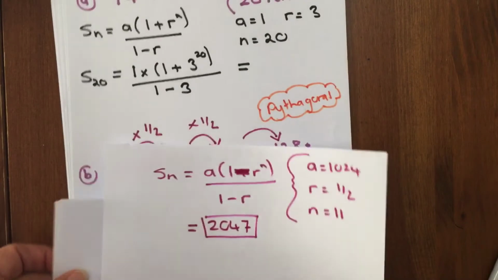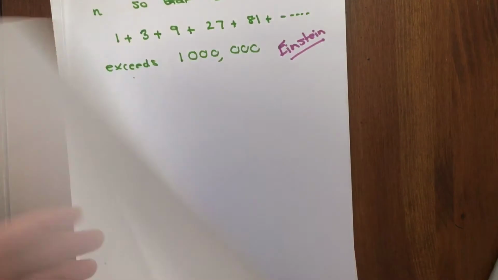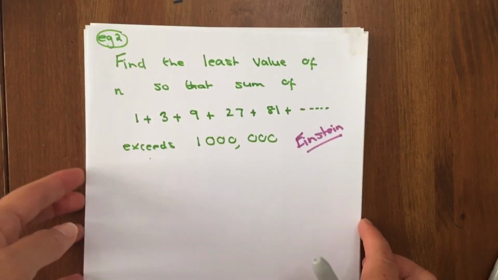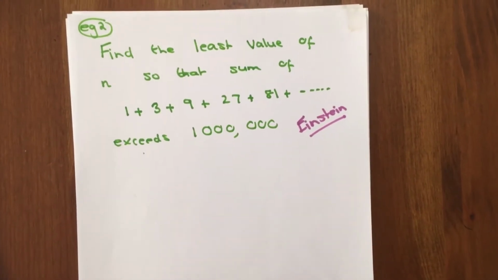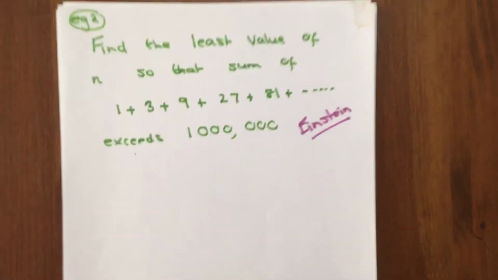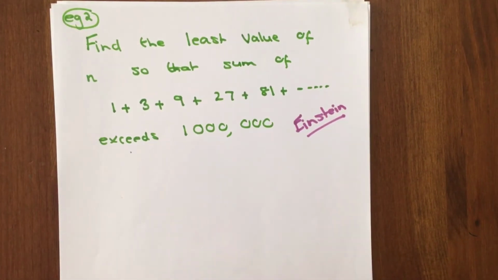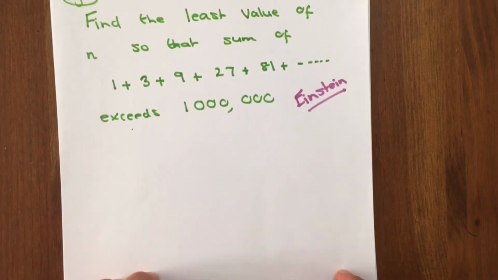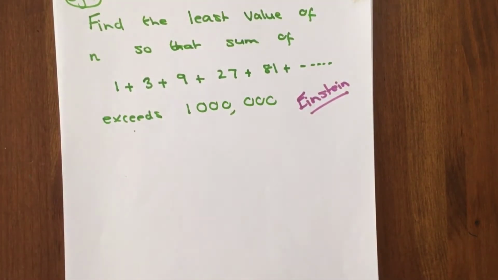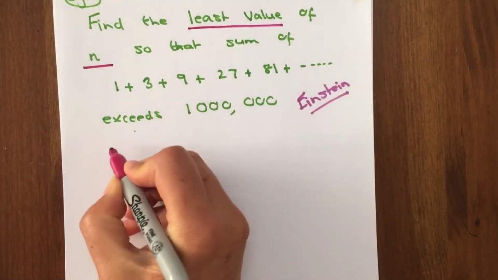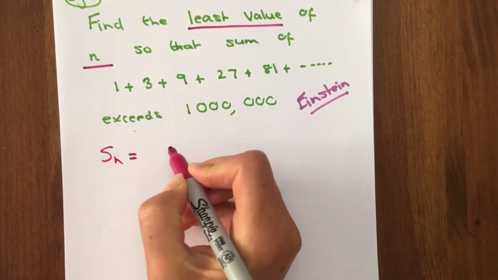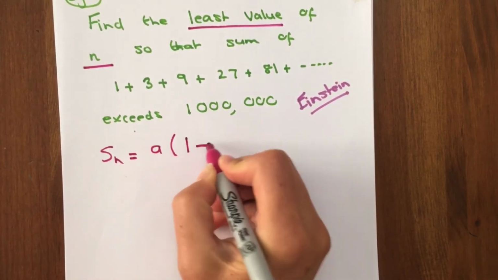Okay, so another question, guys. Right, this one, Example 2. Find the least value of n so that the sum of all of these exceeds 1 million. Okay, so let's look at how we would do that. The least value of n. Right, let's just write down the sum to n terms again, making sure it's a negative sign there.